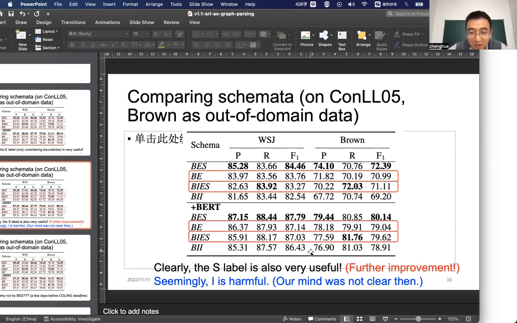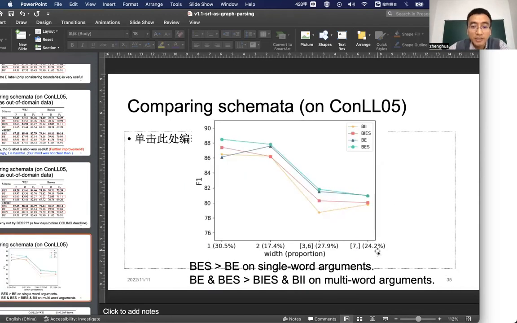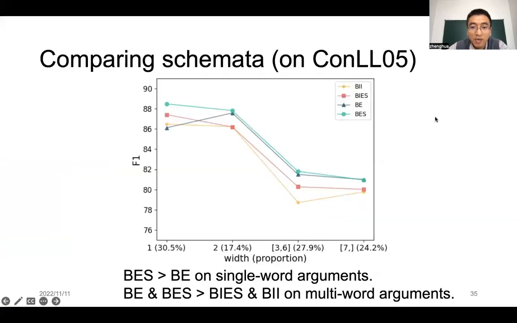With this conclusion, naturally we must try removing I, because S is useful and I is not useful. Then we must try this one, BES. That's what we've done. And our performance, you can see, the model obtains much higher performance by this simple change.